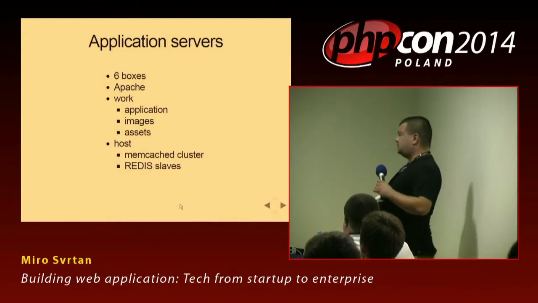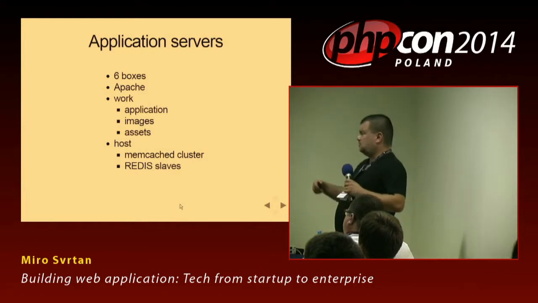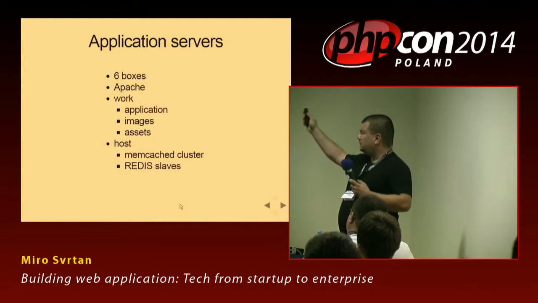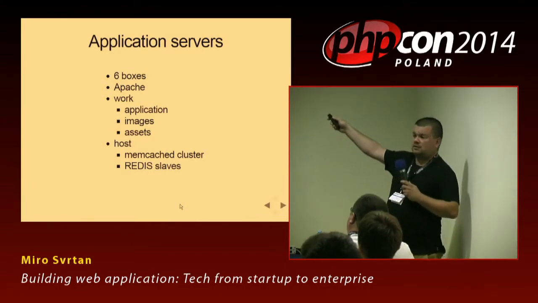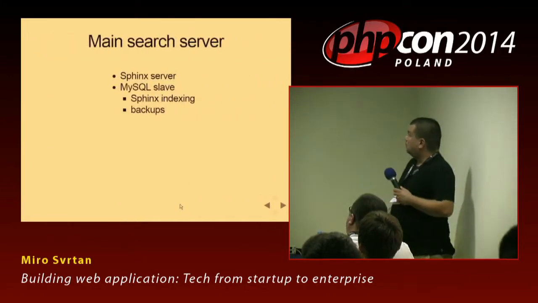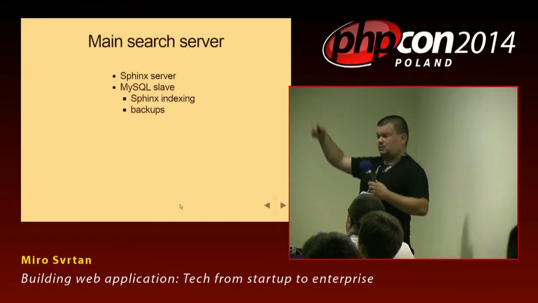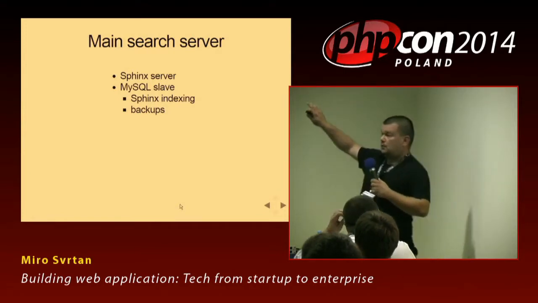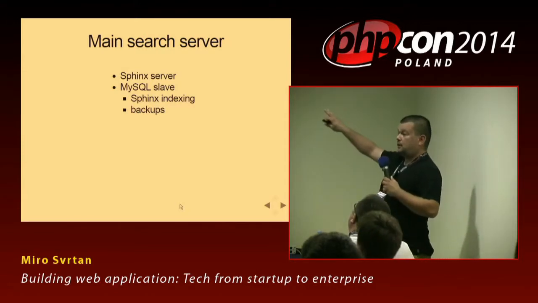If you can isolate everything, really. And those servers have, I think, 32 gigabytes of RAM, so it's not like we're running on something that has a gigabyte. On the third server, we are running Sphinx. If you have any questions about Sphinx, we can go to them later. With a slave, we're using it for Sphinx indexing, and the most important thing is for backing up.